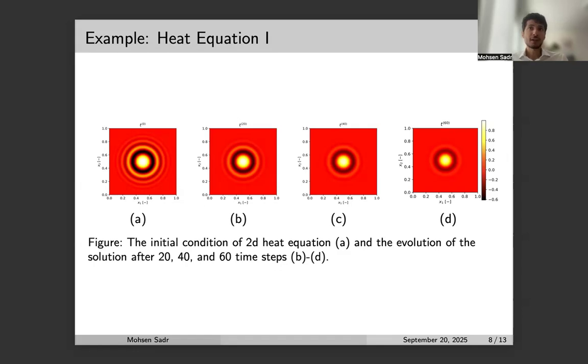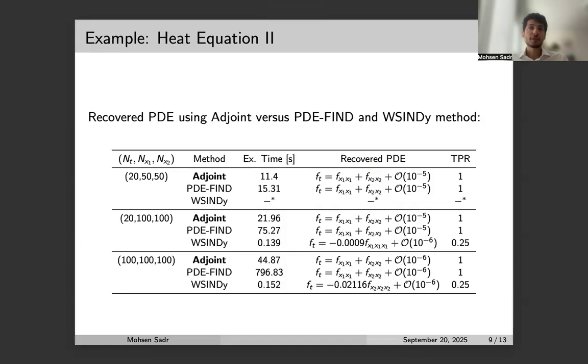Now, given this data set, we test the adjoint method against PDE-FIND and weak SINDy for different mesh sizes. What we have seen is that both adjoint and PDE-FIND consistently find the underlying PDE accurately. However, as the size of the dataset increases, the adjoint method becomes more efficient, giving us more accurate PDEs at lower computational cost. In our experiments, we realized that weak SINDy does not perform well, and often it gives us completely off PDEs. And to the best of our knowledge, the best alternative to the adjoint method would be PDE-FIND.